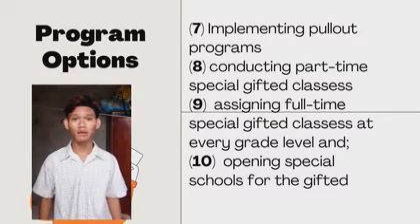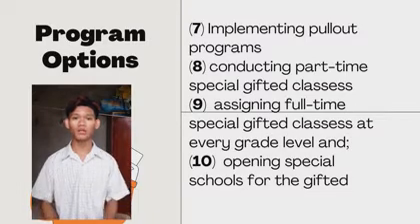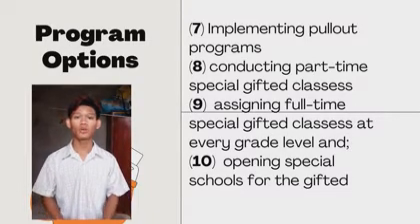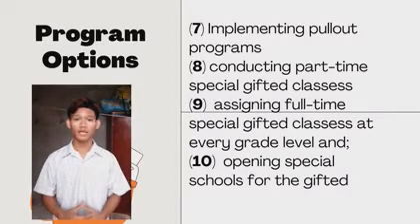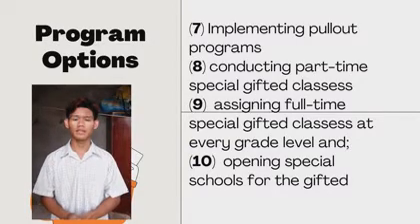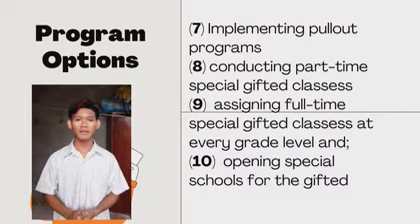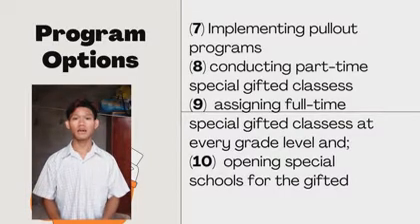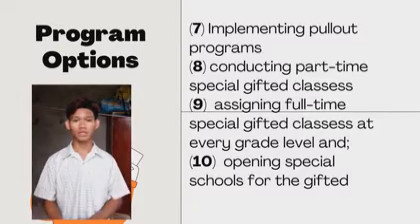Number 7, pull-out program. A pull-out program is one in which a gifted child is taken out of their regular class for 1 or more hours a week and provided enrichment activities and instruction among the other gifted students. Number 8, conducting part-time special gifted classes. It is about accommodating and teaching them some part of their time to teach and learn.